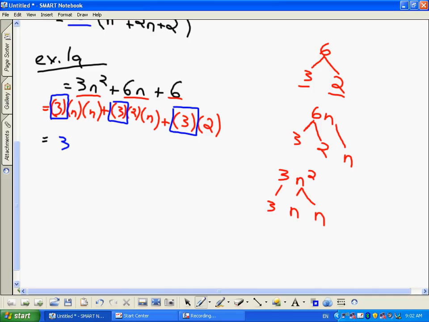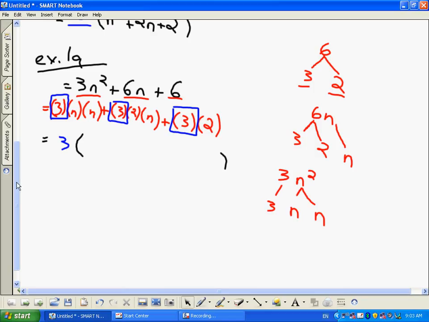Is there an n in every single term? No. So I can't take an n out. Is there a 2 in every single term? No. So I can't take a 2 out. So the only number I could take out of every single term was the number 3. Once that's done, we just set up our final answer.